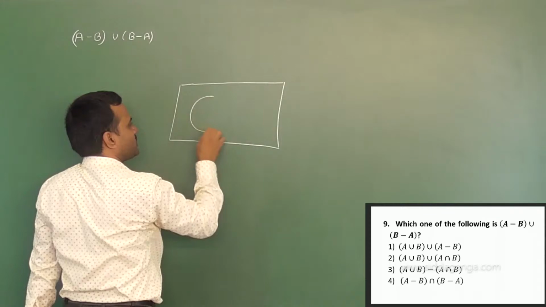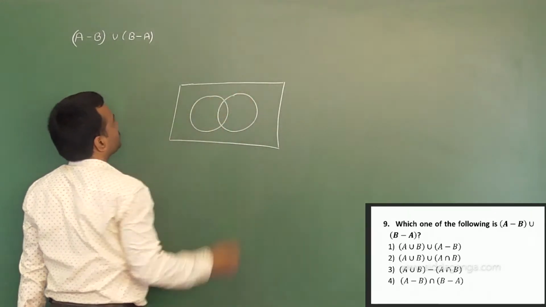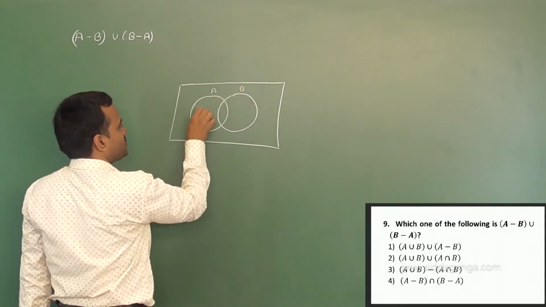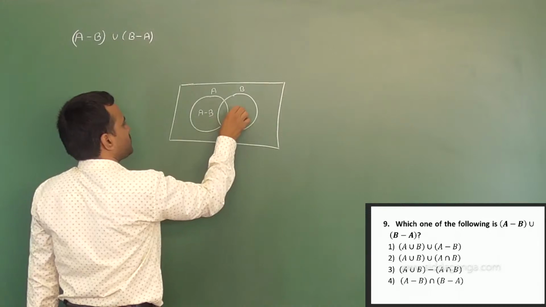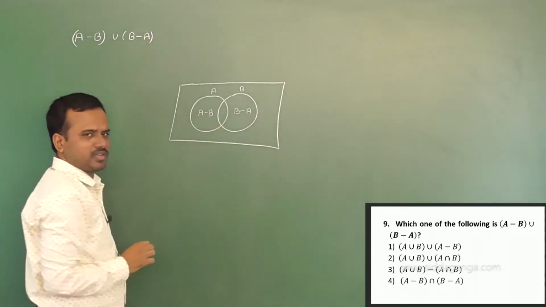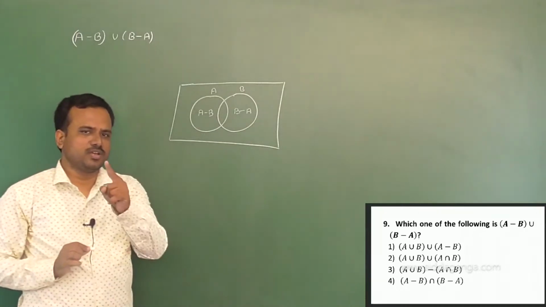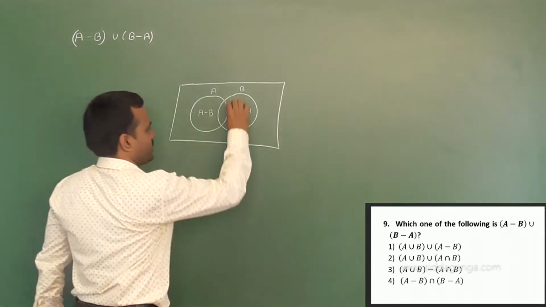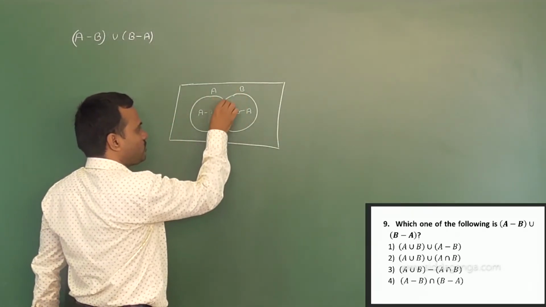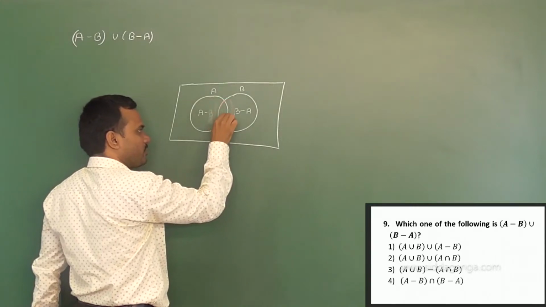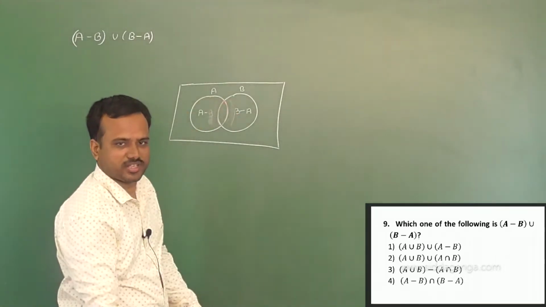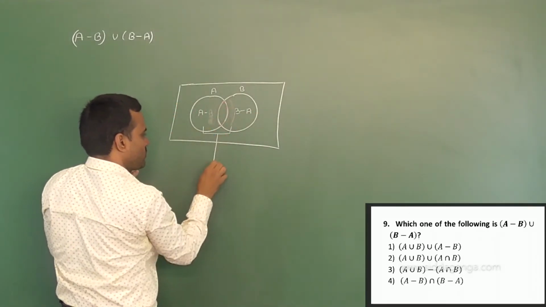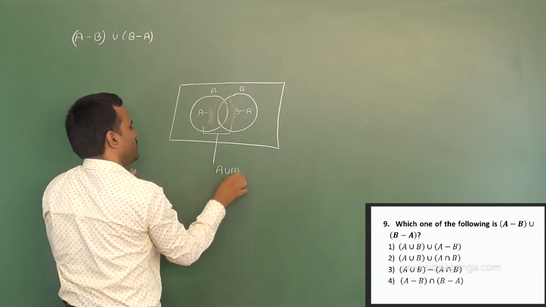So the universal set we write, then the A set and B set. This region is A minus B. This region is B minus A. Correct? Union means only these two regions. This is the region and this is the region. We left out the intersection. Combining this result, complete this region, we write as A union B.